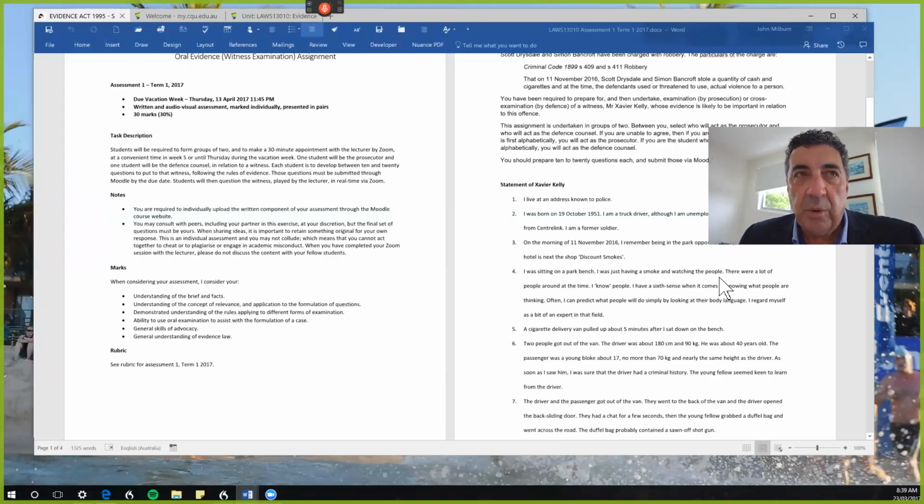Let's take a quick example. Paragraph 2 says, I was born on 19 October 1951. I'm a truck driver, unemployed, receive a pension, former soldier. You could easily spend 15 minutes just on that section, subsection 2, paragraph 2 of the statement by going through that background. And in a trial, you probably would as a prosecutor, but given the constraint that you've only got 15 minutes, you wouldn't want to leave the examination in chief at statement 2 because in itself, there's nothing in statement 2 that proves anything.